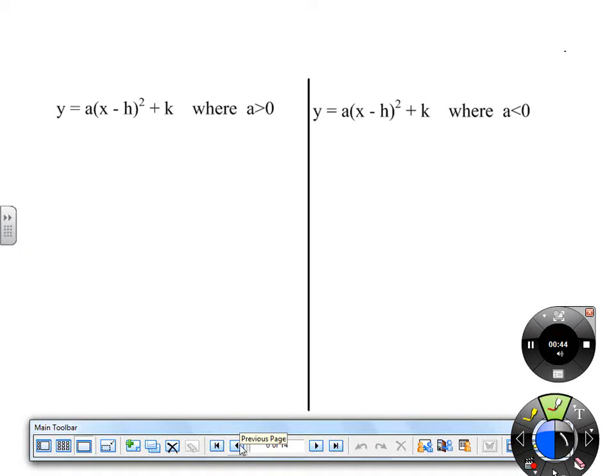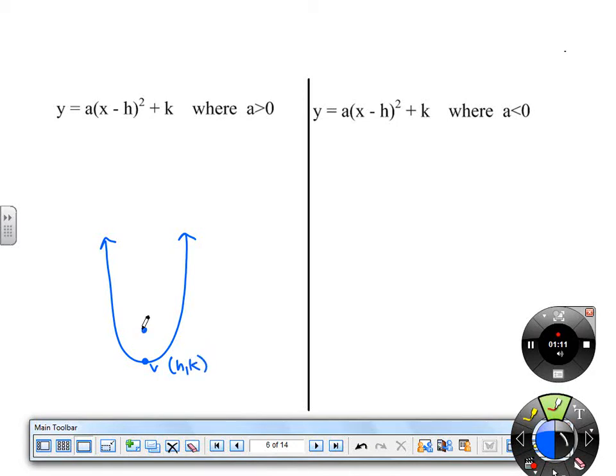Notice that both of these equations have y equals and the x is squared, so these parabolas are going to be vertical, opening up or down. This first one on the left says when a is greater than 0. That means this is the case where our parabola is going to be concave up. We know that this is our vertex, and it has the coordinates (h, k).